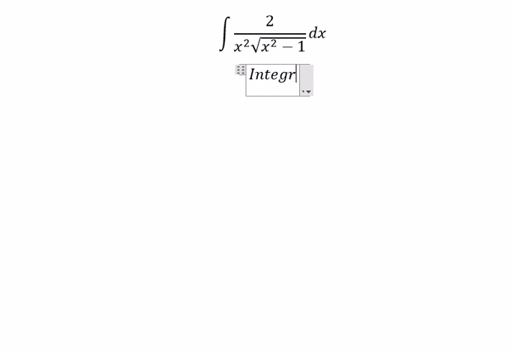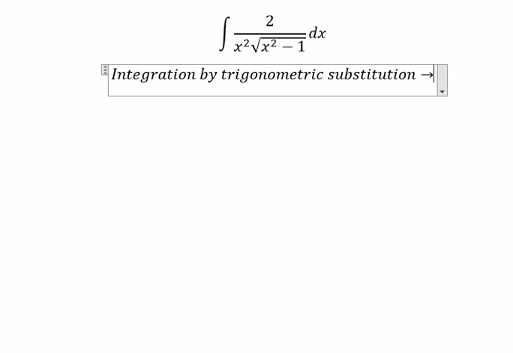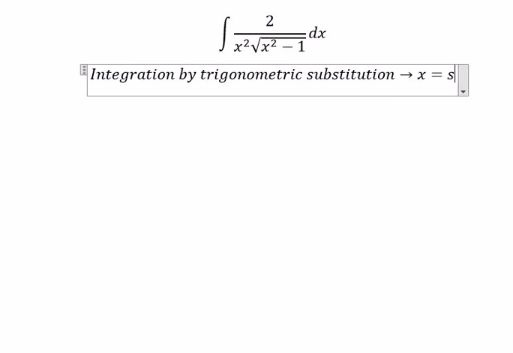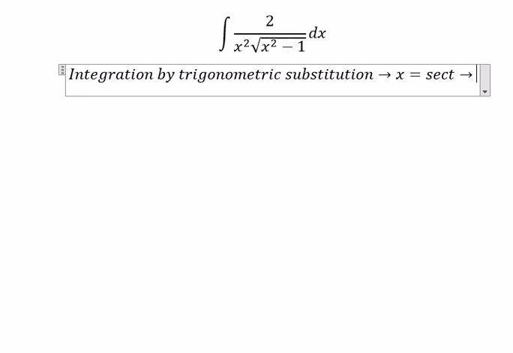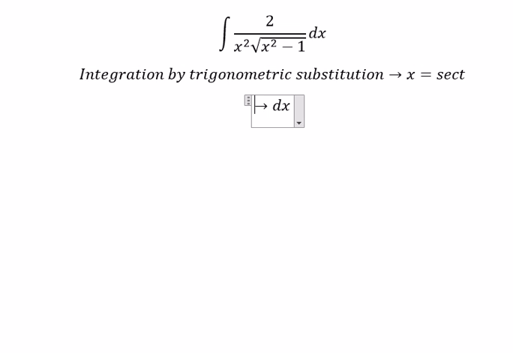We need to use integration by trigonometric substitution. We put s equal to secant of t, so ds equals secant of t tan t dt.